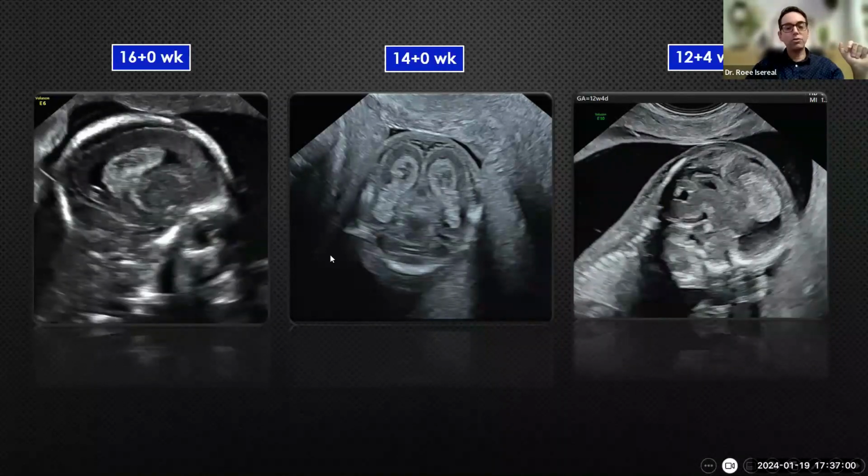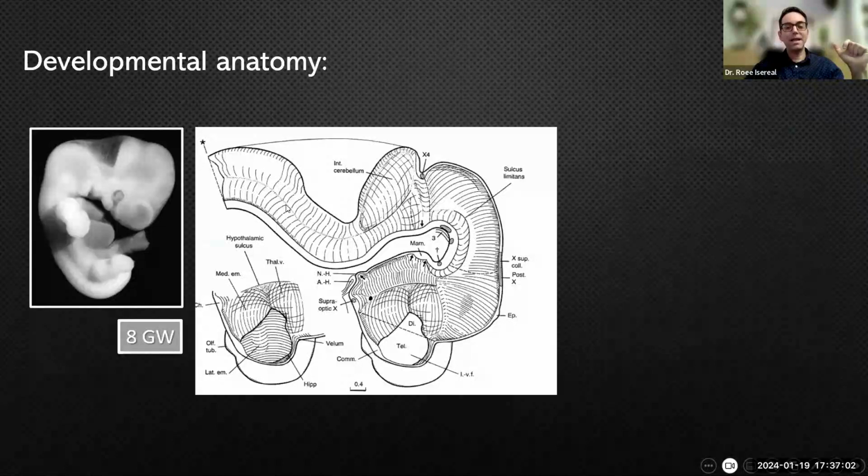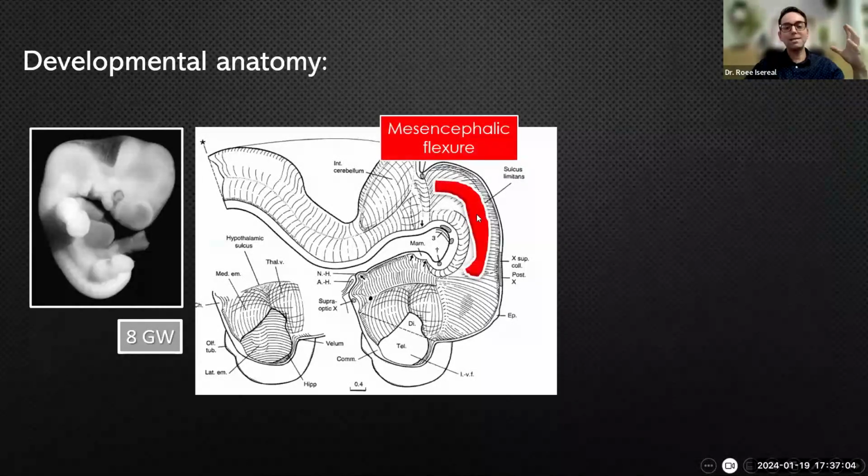Now, another point to remember regarding the developmental anatomy, two things. First of all, the mesencephalon is very, very big early in pregnancy during the embryonic period. As you can see here, the walls, the tectum and the tegmentum, are still very thin. There are not many fibers there. There are not many cells there. And the lumen, which is the aqueduct, is very, very wide.